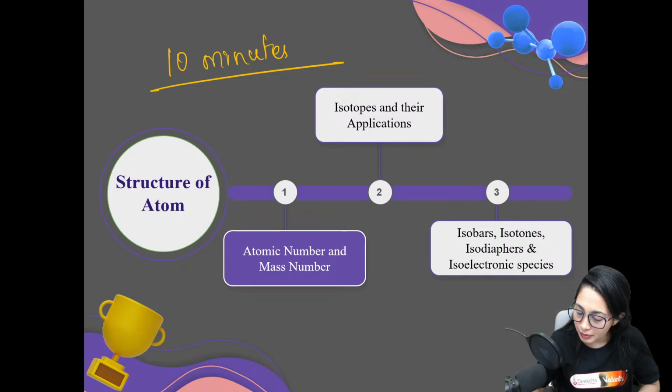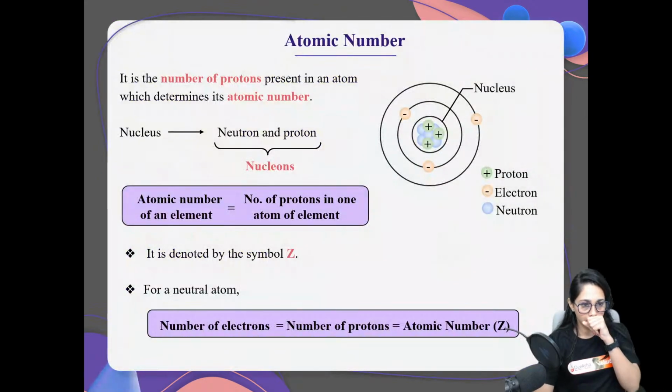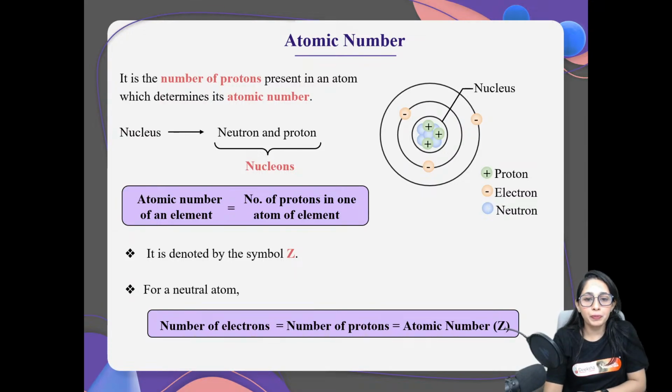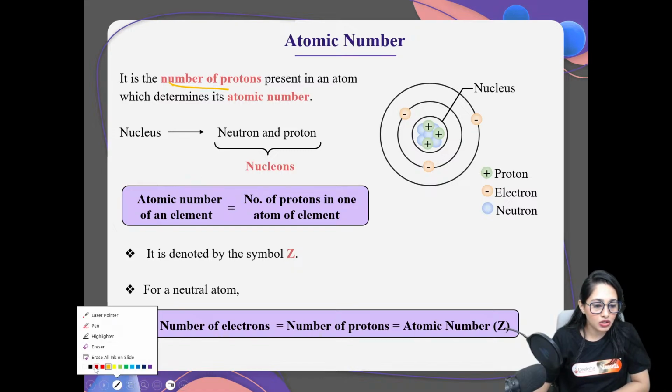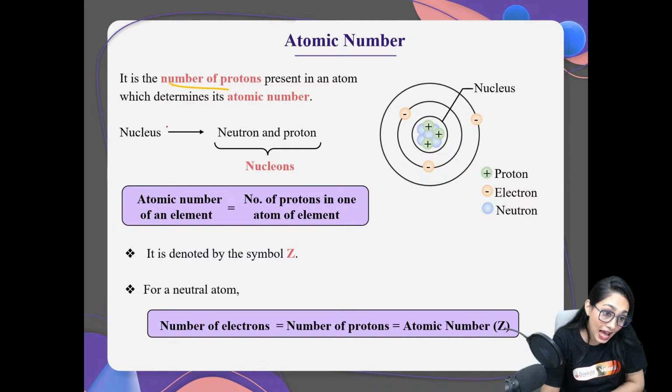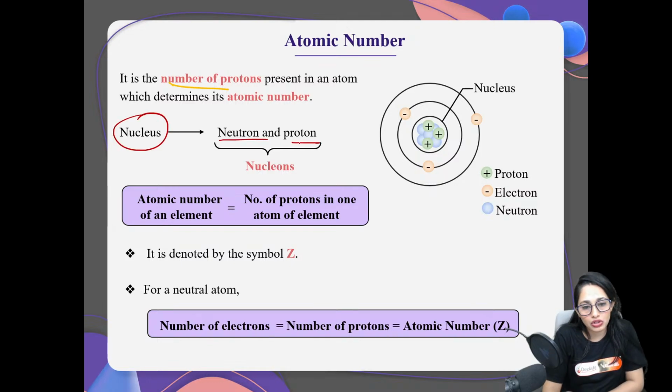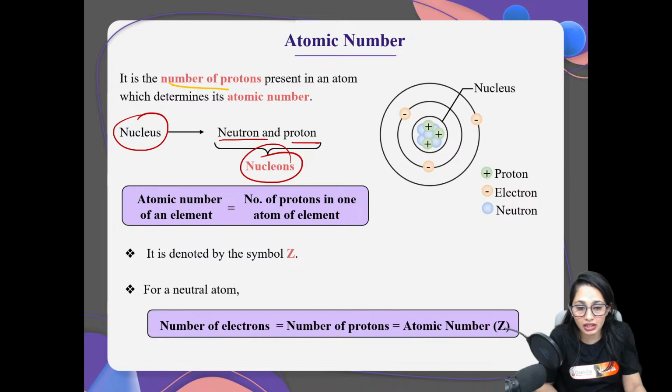So what is atomic number and mass number? Atomic number is the number of protons present in an atom. The nucleus already has neutrons and protons, which we call nucleons. Atomic number of an element is equal to the number of protons in one atom of an element. Whenever you hear the term atomic number, remember this.